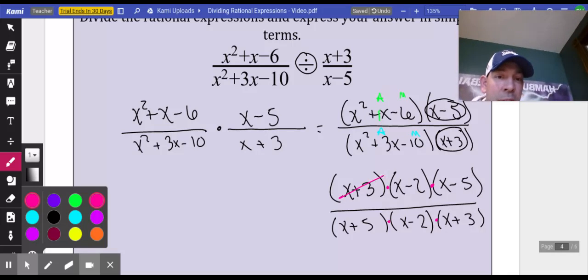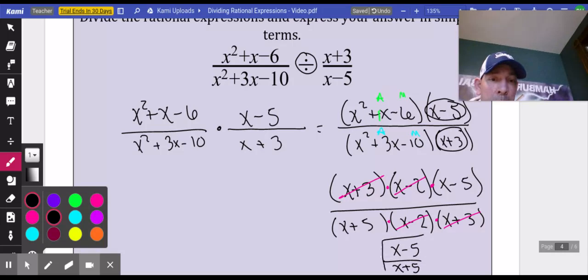And so you can cancel this factor with this factor. We can cancel this factor with this one. But that's all I can cancel. So my final answer is going to be x minus 5 divided by x plus 5. And boom, that's my final answer.